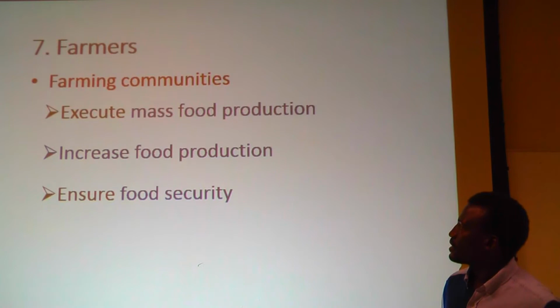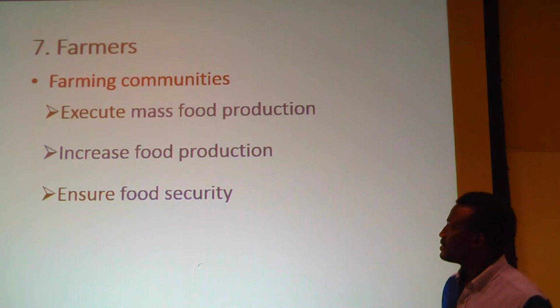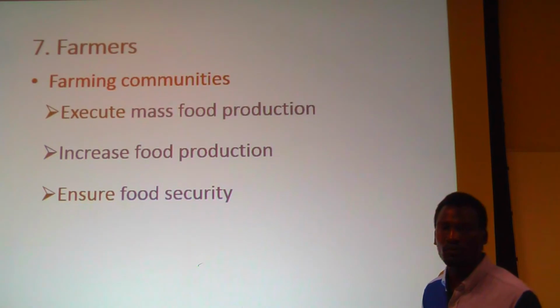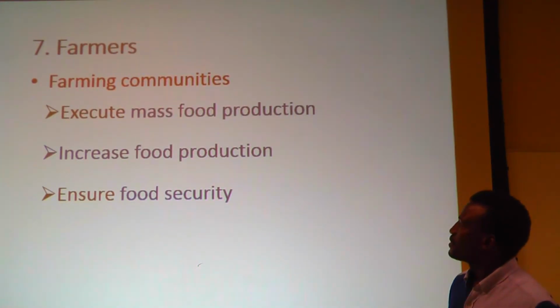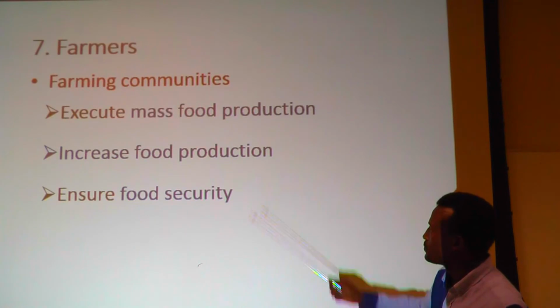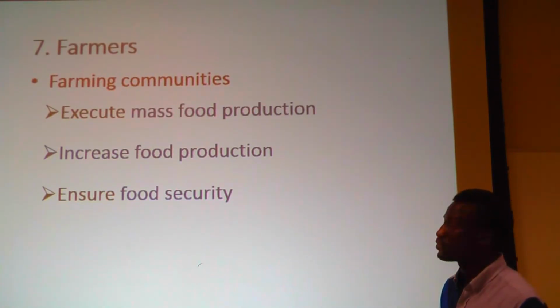Now we have farmers themselves, who are the consumers of seeds. This is the farming community. They execute mass food production. So after acquiring the certified seeds, they now have to plant those seeds and then produce food for either local people or for export or both. And they increase food production. Since there are many, and each crop farmer is involved in crop production, they tend to contribute to food production and they ensure food security.